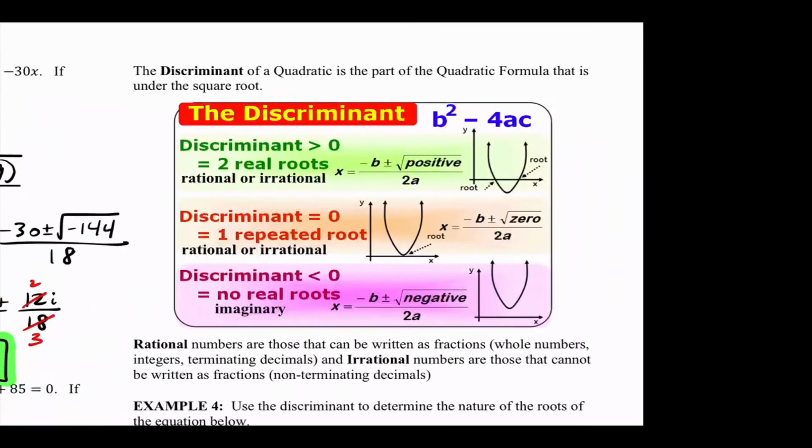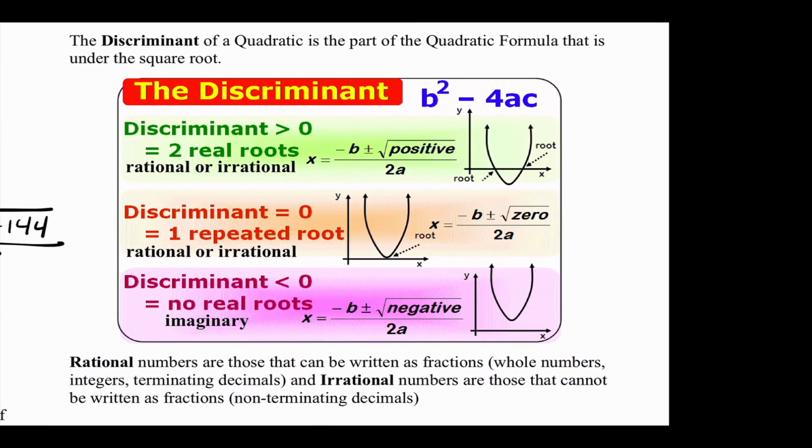Okay, so last part. Something called the discriminant. The discriminant is part of the quadratic formula. Which part is it? It's the part underneath the square root. It's only the part underneath the square root. B squared minus 4ac.